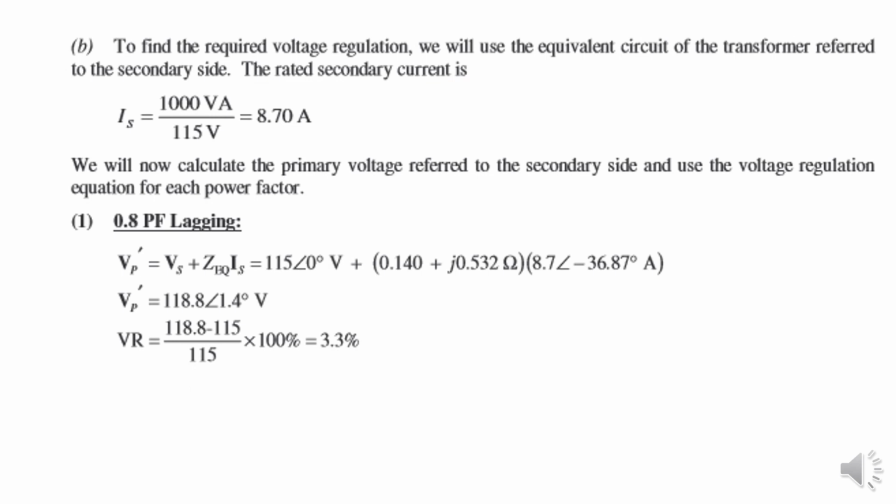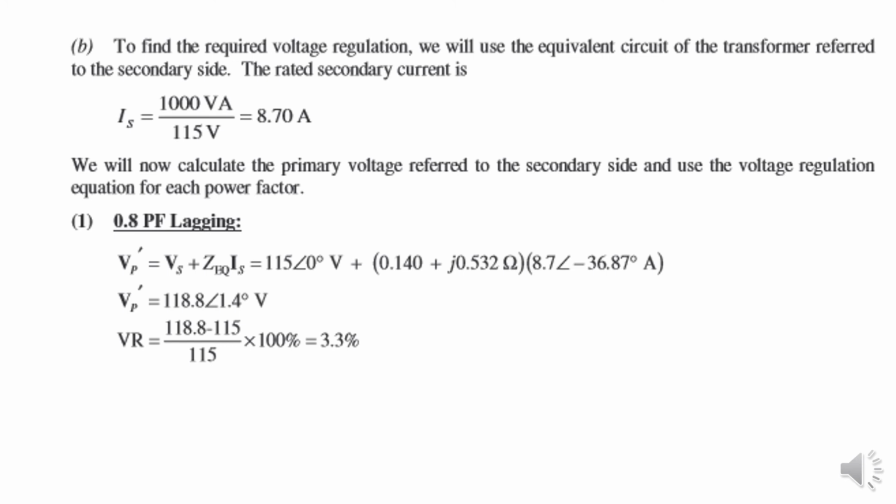Then to find the required voltage regulation, we will use the previous values. What is the rated secondary current? When we have the rated load of 115 volts connected to the secondary side, this 1000 VA is the output apparent power, which is equal to Vs multiplied by Is. If we divide it by Vs, which is 115 volts, we get Is. Is is 8.7, which is just the magnitude of the current.